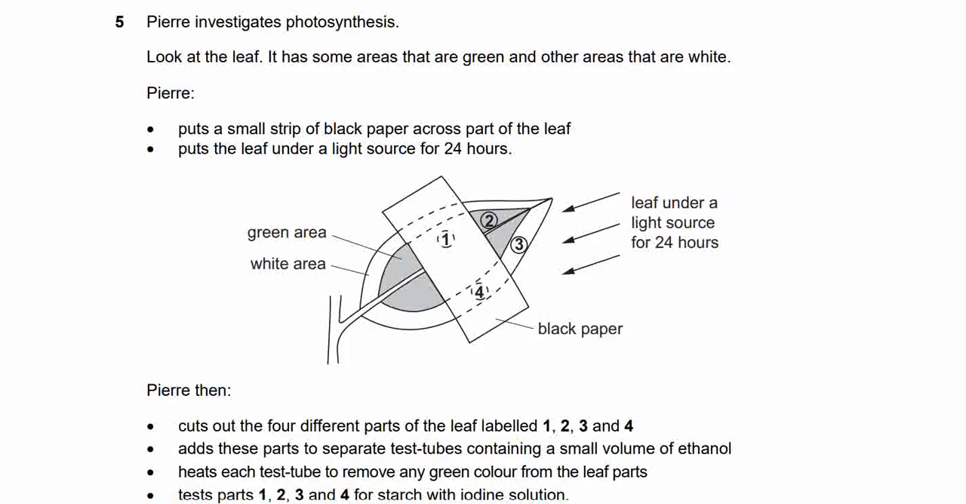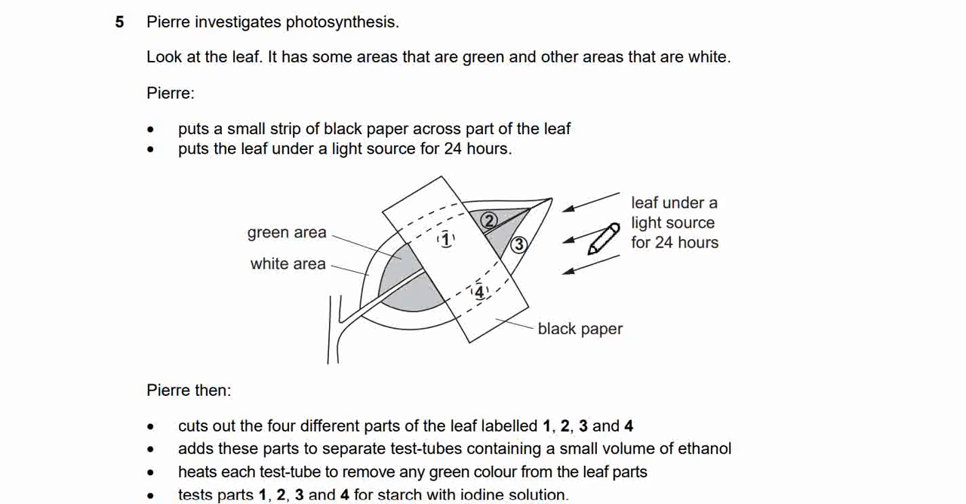Question 5. Pierre investigates photosynthesis. Look at the leaf. It has some areas that are green and other areas that are white. Pierre put a small strip of black paper across part of the leaf and puts the leaf under a light source for 24 hours. So this is the green area, the white area, and 1, 2, 3, 4 are the test areas.